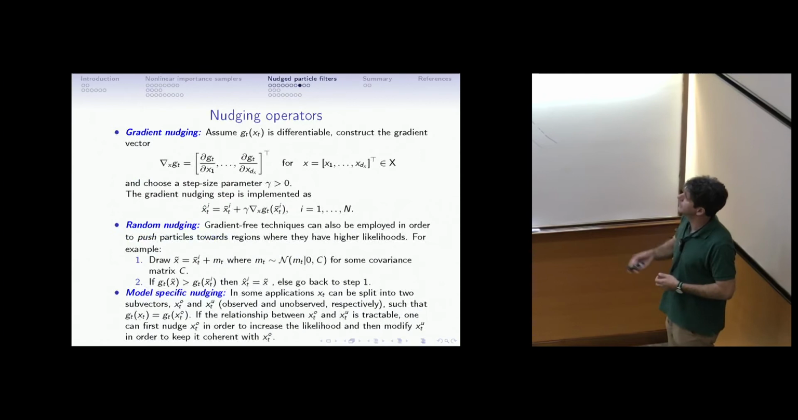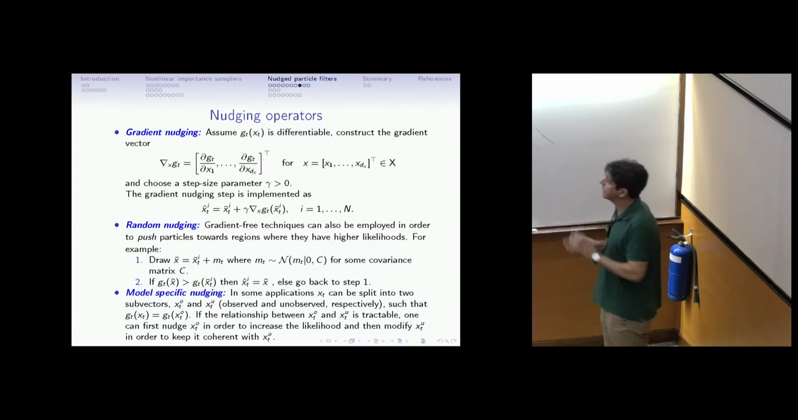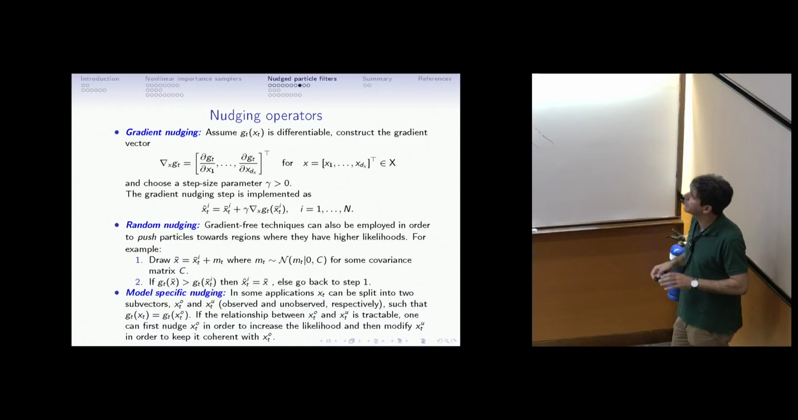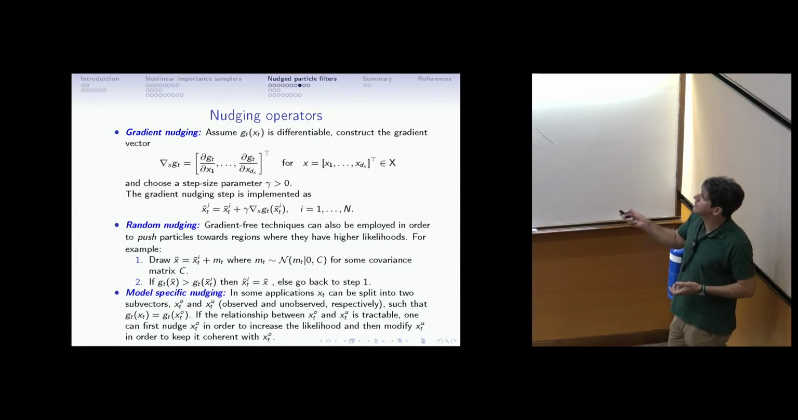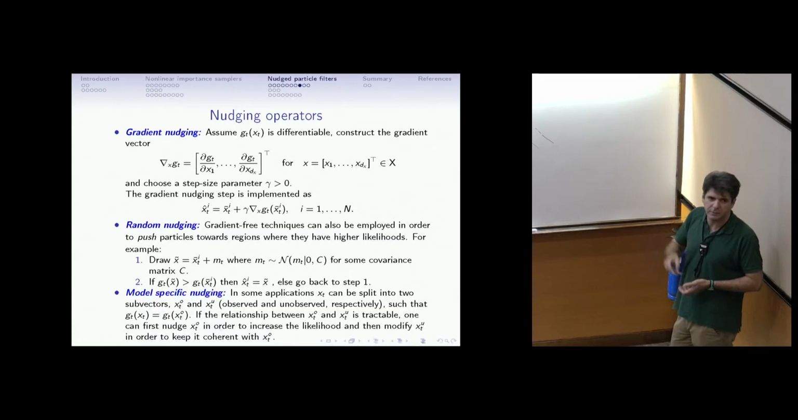How do you choose your alpha? Again, we have done very simple things here. We have essentially tried these two methods. If I tell you, look, you have to move from this point X to some other point where the likelihood is a bit bigger, probably the first thing that you will think about is exactly using the gradient of G. So you just take one or a few steps up the partial derivatives of function G. And that's what we have tried as well.